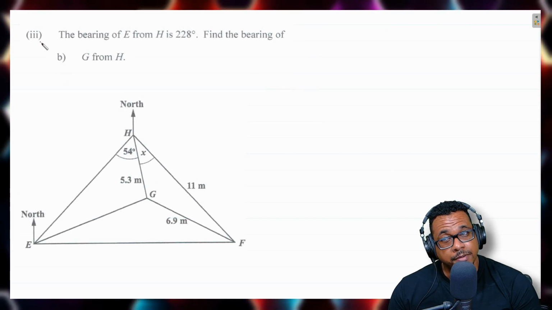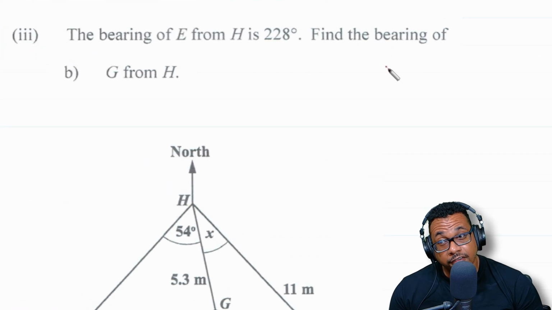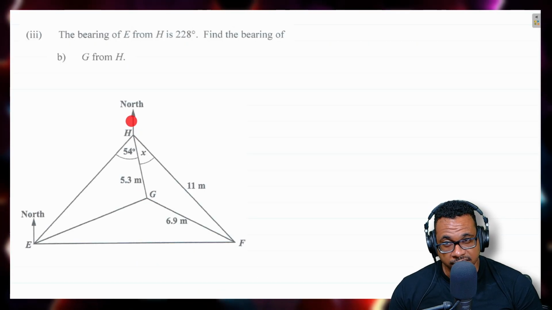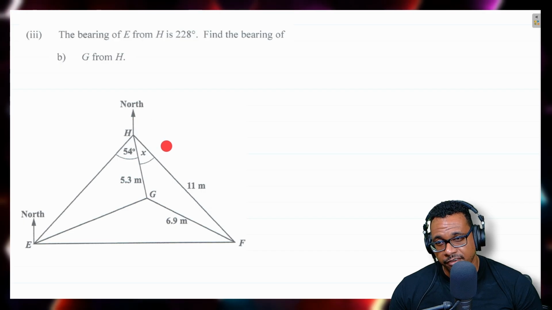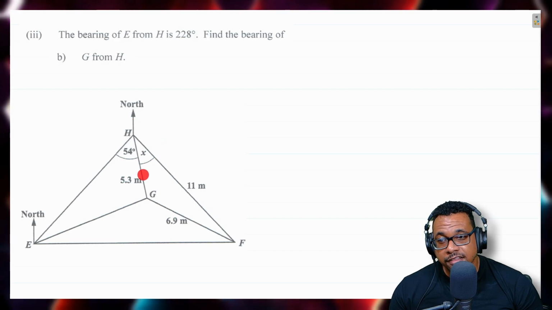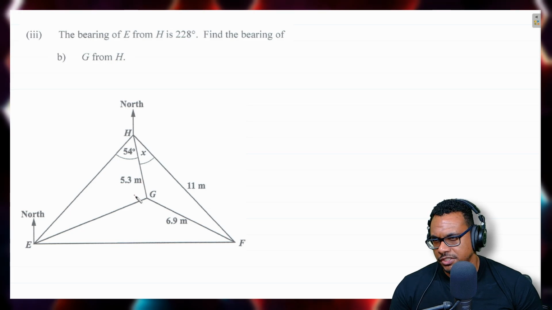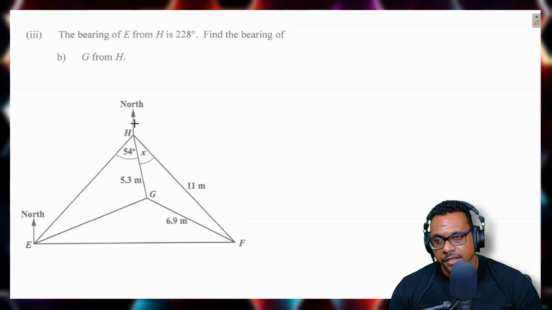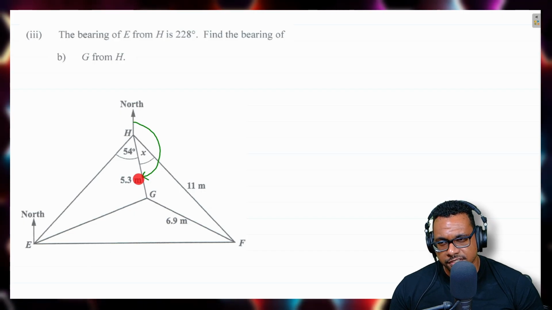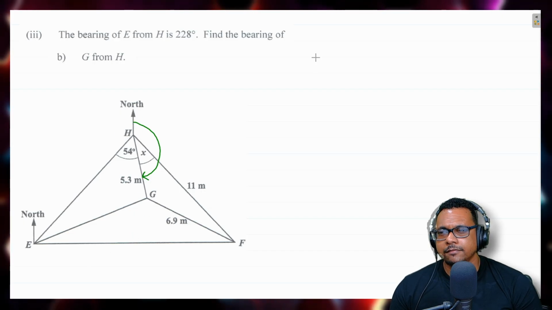So for part B of part 3, we want to find the bearing of G from H. So we have the north line on H. And if we go in a clockwise direction to the line touching H to G, that would be the angle that we want, the bearing of G from H. So that angle will be this angle here in a clockwise direction. All right, so let's just draw this situation separately.